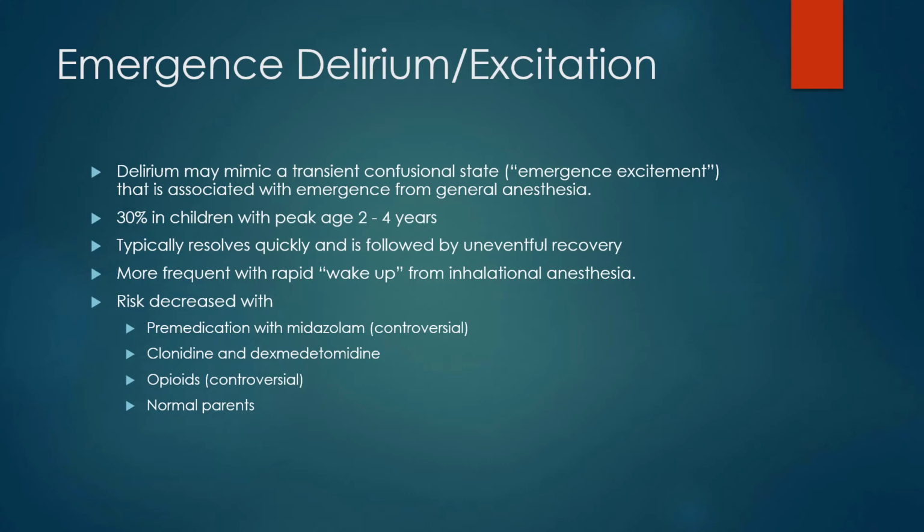Emergence delirium or emergence excitation is a transient confusional state that's associated with emergence from general anesthesia. It's pretty common in children, and it can happen with an incidence as high as 30%. The peak age for emergence delirium in kids is between 2 and 4 years. Unlike the typical delirium, emergence delirium resolves quickly and is followed by uneventful recovery.